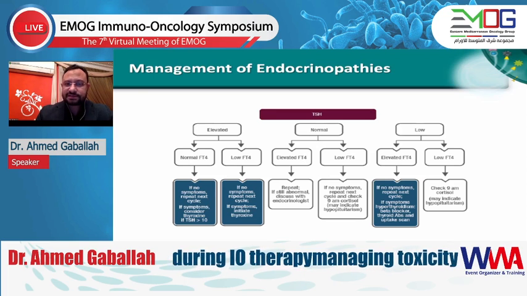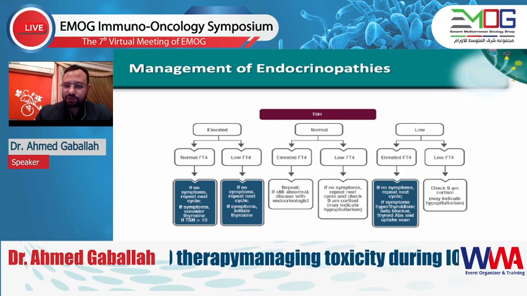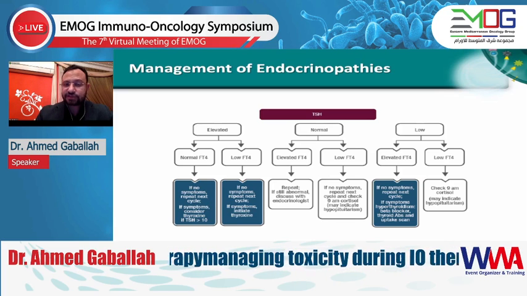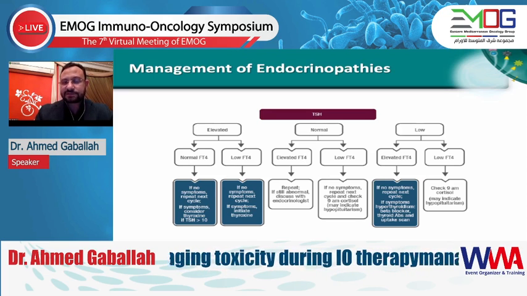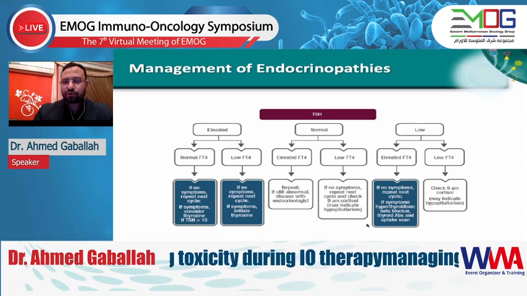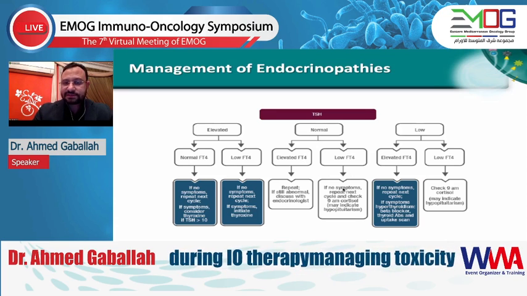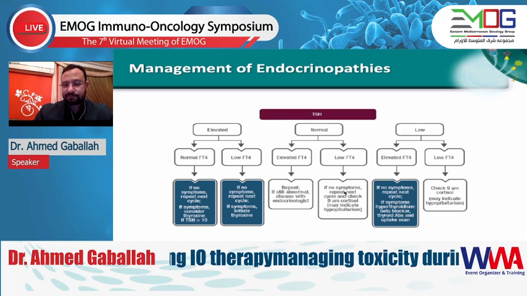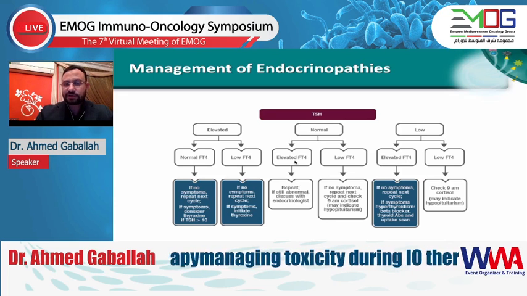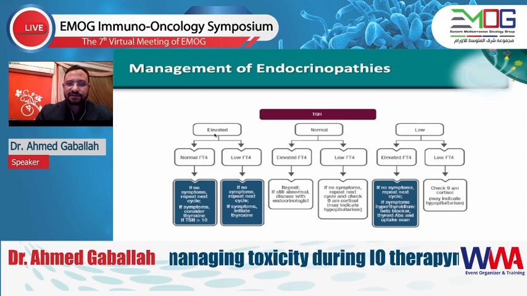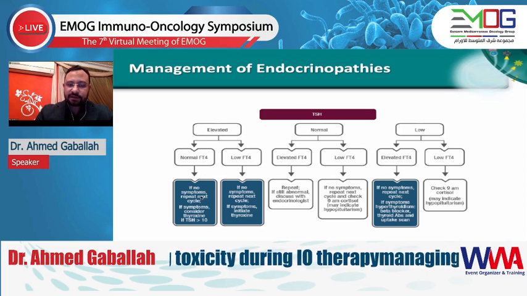The scheme says that if we have normal TSH and we have low T4, we should repeat the TSH and T4 with the next cycle. And if we still have persistent low T4, we should check the serum cortisol level at 9 a.m. because this may indicate hypopituitarism. If we have normal TSH and elevated T4, this is something strange and we should ask the endocrinologist. If we have elevated TSH and normal T4, this may indicate a hypothyroidism.